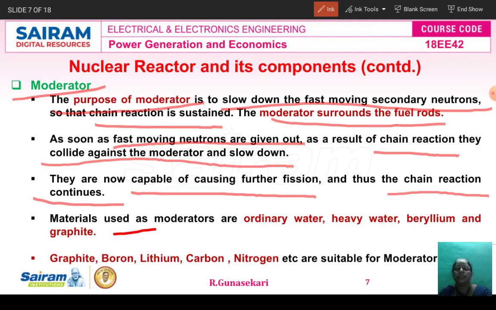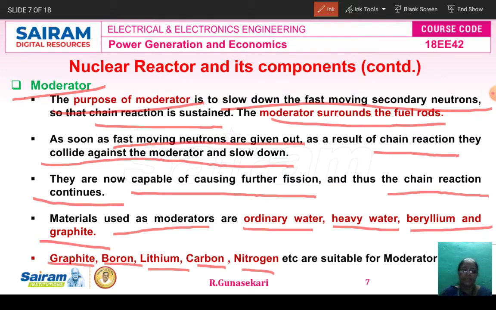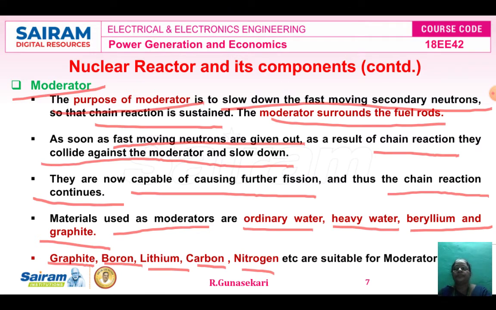Which materials are used as moderators in a nuclear reactor? Ordinary water, heavy water (D2O), beryllium, and graphite. These four can be used as moderators in the nuclear reactor. Other materials are also suitable for use as a moderator in the nuclear reactor: graphite, boron, lithium, carbon, and nitrogen.